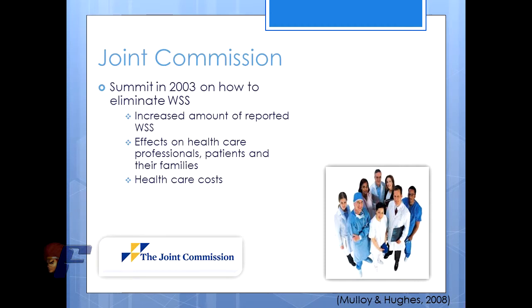So in 2003, the Joint Commission, along with the American Academy of Orthopedic Surgeons and other organization leaders, held a summit to discuss ways to help decrease and eliminate wrong site surgery. At this summit, 3 things were discussed, and they are as follows: the increased amount of reported wrong site surgeries that are occurring, the effects that wrong site surgery has on healthcare professionals, patients, and their families, as well as healthcare costs in relation to wrong site surgery.